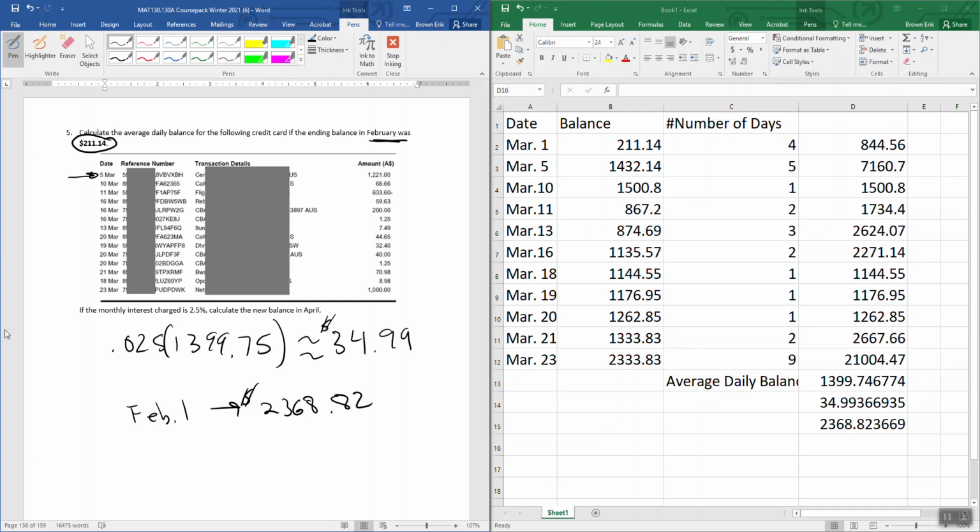And now our average daily balance is going to be higher unless we make some significant payments on this and don't spend as much. And so then the fee we're going to be charged will end up going up.